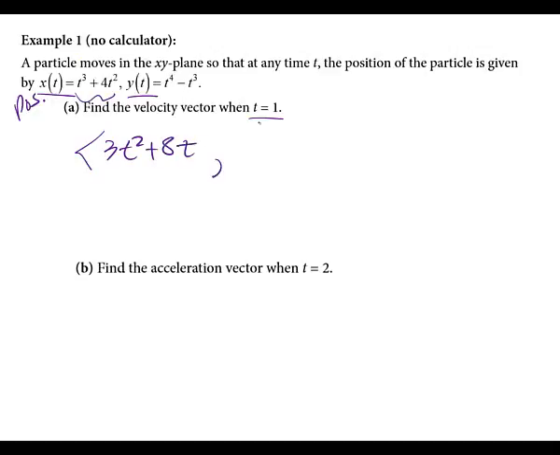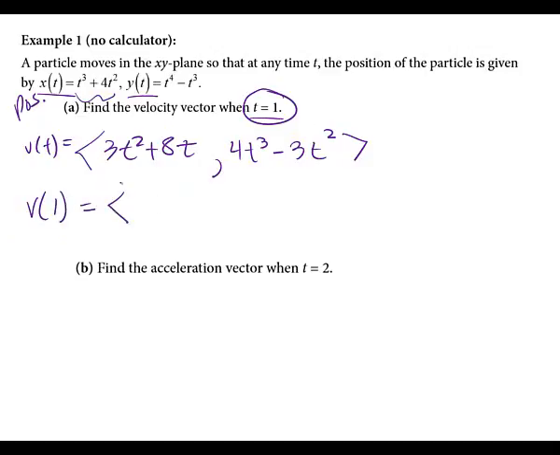Okay, what's the y component then? What's the y component? You gotta take the derivative, right? We're doing velocity. 4t cubed minus 3t squared. Now, did we find the velocity vector at t equals 1 yet? No, we need to. What do I need to do to find the velocity vector at t equals 1?